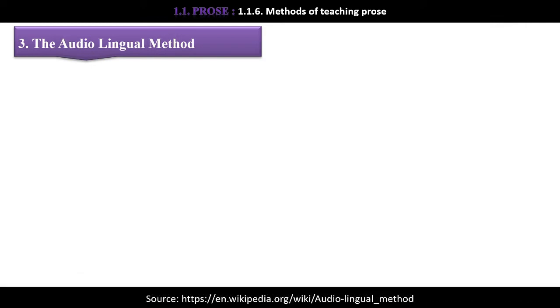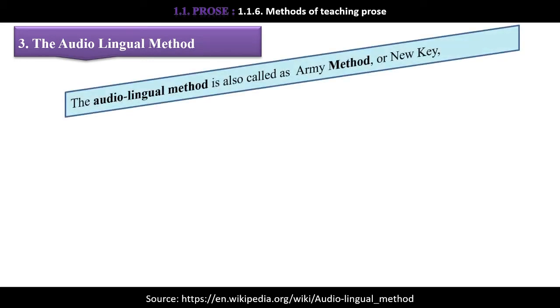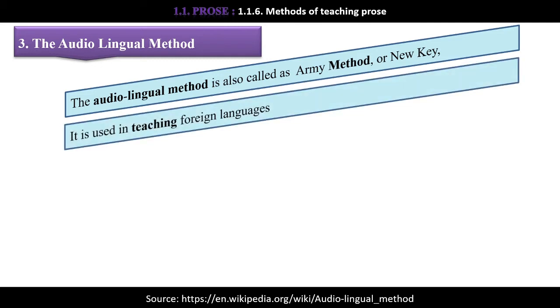So let's see the next method to teach prose and poetry, that is the audio-lingual method. Here, the audio-lingual method is very important. The audio-lingual method is generally used for poetry teaching. We can also use it for prose teaching too. The audio-lingual method is also called the army method or new key. It has various names. So it is used in teaching foreign languages.